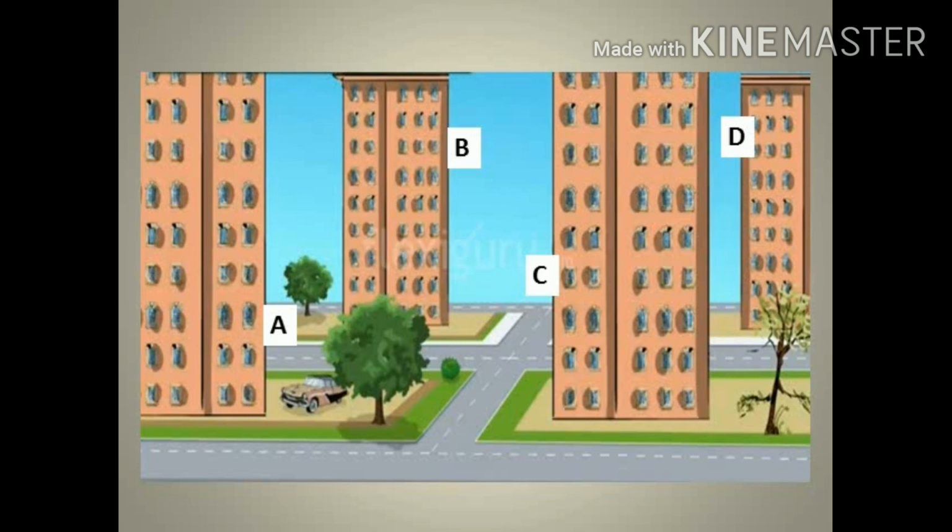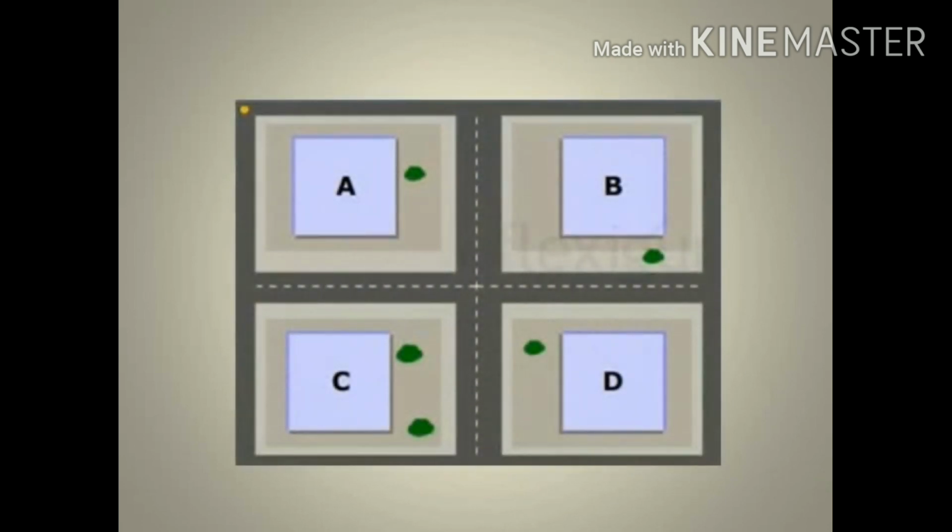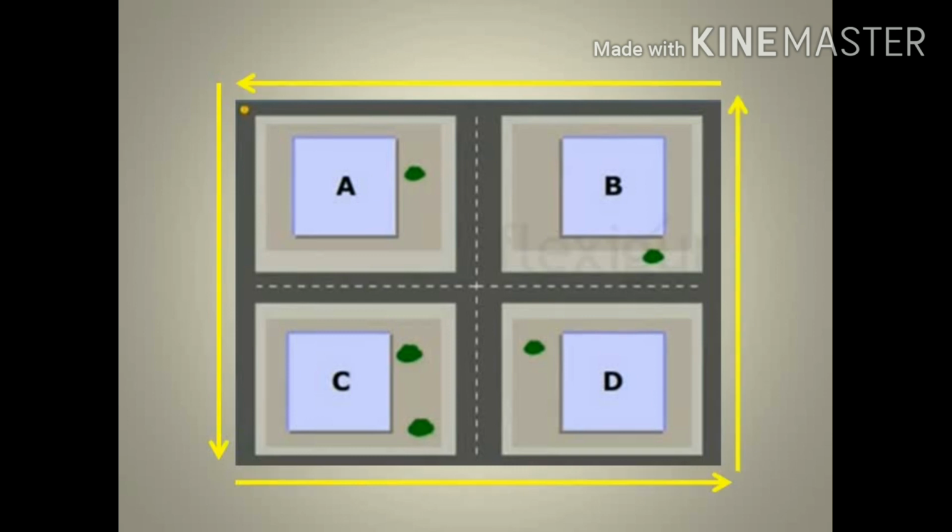Here are four complexes A, B, C and D. And this is the top view of the complexes. Rita, starting from the yellow point, travels across the arrows as shown here. She goes around all the complexes and finds that the angle at each corner is equal to 90 degrees, that is, a right angle.